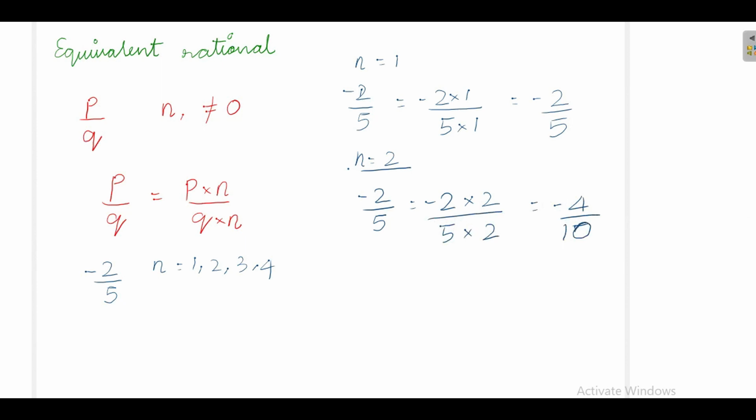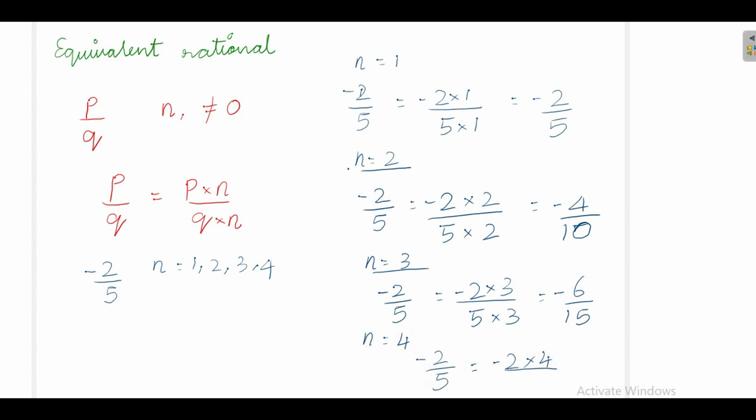Correct? So the next one is when n is equal to 3. So minus 2 by 5 is equal to minus 2 into 3 divided by 5 into 3. So this is nothing but minus 6 by 15. And when n is equal to 4, then you have minus 2 by 5 equal to minus 2 into 4 divided by 5 into 4. So that is minus 8 by 20. Right. So now why do we say all these to be equivalent rational numbers?